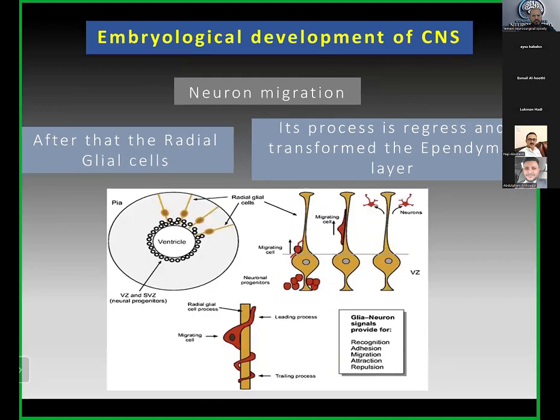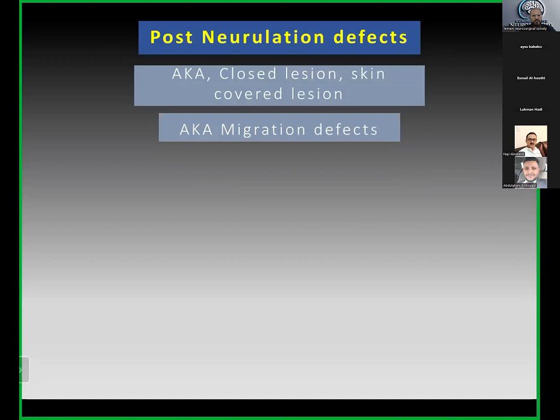During this process, the post-neurulation maturation and migration, some defects can occur. This group of congenital anomalies is called the post-neurulation defects, which are also known as closed lesions or skin-covered lesions, also known as migration defects.